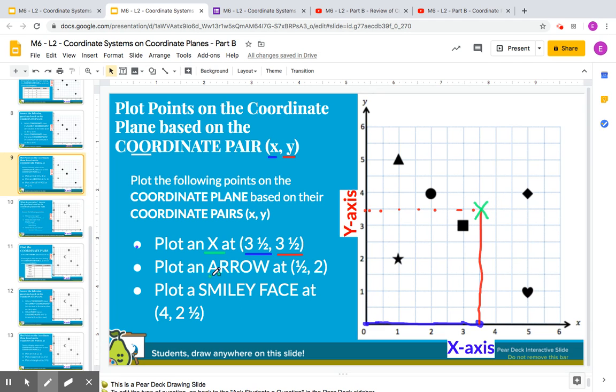So let's try the next. I need an arrow, and that arrow is going to be located at 1/2 on my x-axis. And it's going to have a y-coordinate of 2, or go up 2 units: 1/2, 1, 1.5, 2. And it checks because it lines up with the 2. So at that point, I'm going to draw my arrow.